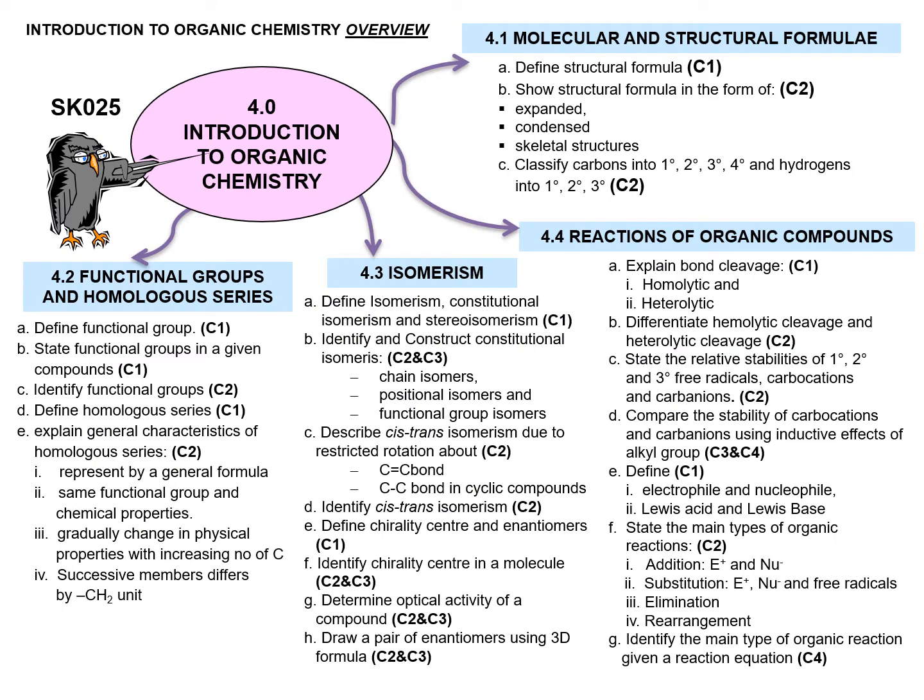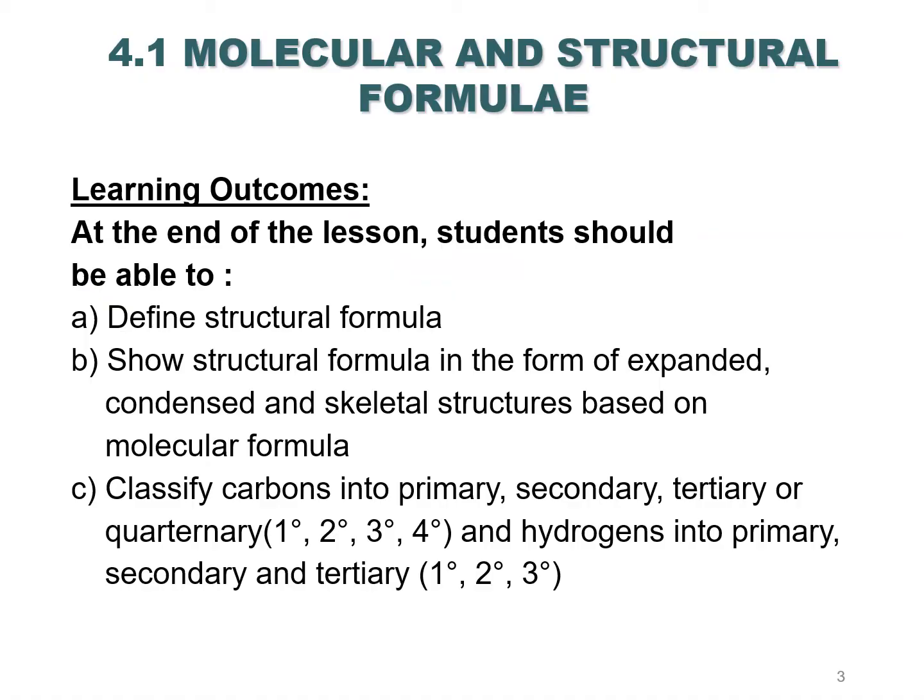This is the lesson overview to this chapter. There are 4 sections: 4.1, 4.2, 4.3 and 4.4. We will focus on 4.1, which is molecular and structural formula. At the end of this video, you should be able to define structural formula, to show structural formula in the form of expanded, condensed and skeletal structure based on molecular formula, and to classify carbons into primary, secondary, tertiary or quaternary, and hydrogen into primary, secondary and tertiary.